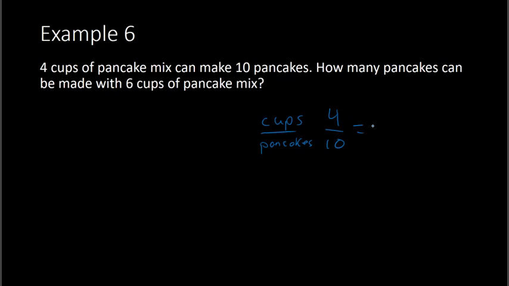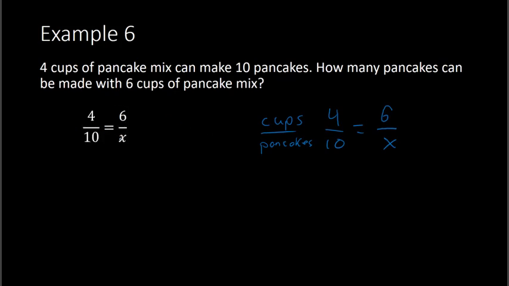So our second fraction over here, we are going to use the other information that is given to us. So we're asked how many pancakes can be made. So your unknown is the number of pancakes. Pancakes is in the bottom. So down here, for this new fraction, this is your unknown value. For the numerator, we can put the number of cups, which is 6. So we have 6 cups divided by some number of pancakes. So these two ratios will be equal to each other, and we need to use cross multiplication to figure out what x will be equal to.